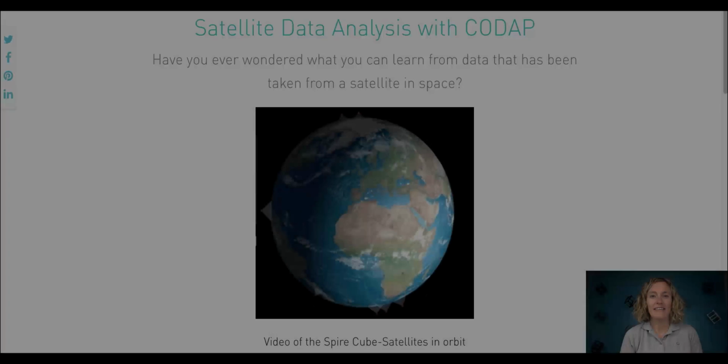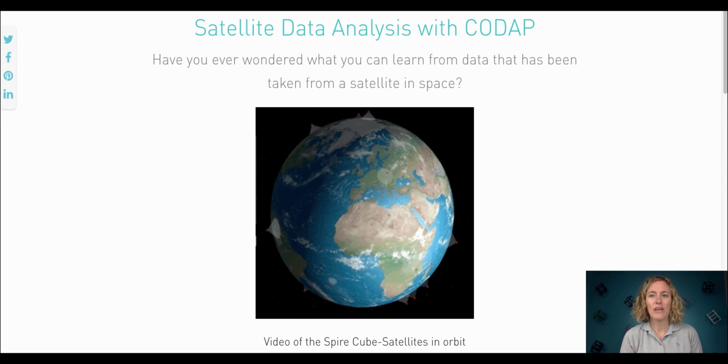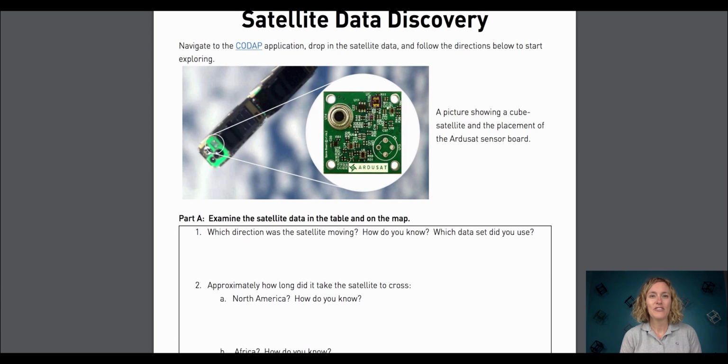Satellite data analysis with CodeApp is an experiment that uses pre-collected data that has been taken from our sensor board in space and has the students analyzing the data to draw conclusions. There is a worksheet that is included with this experiment to help guide the students through the data analysis.